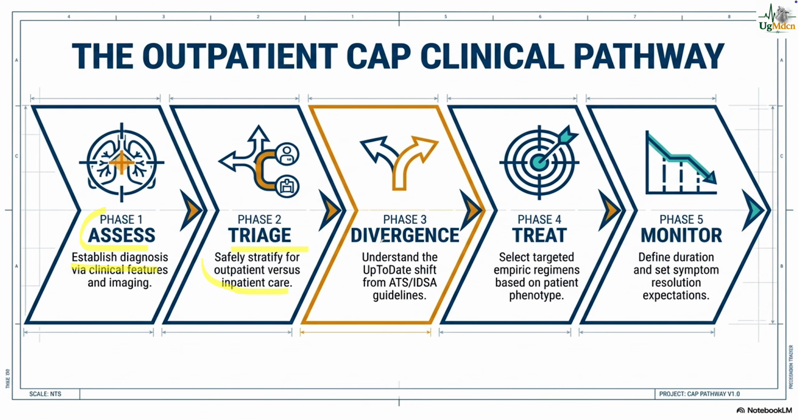Third, navigate the protocol divergence and identify which guideline pathway applies to the patient. Fourth, initiate treatment using an appropriate empiric antibiotic regimen. And finally, monitor response and determine treatment duration. If you keep these five phases in mind, most examination questions become much easier to solve.